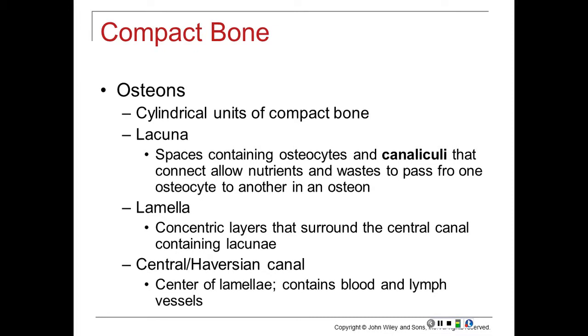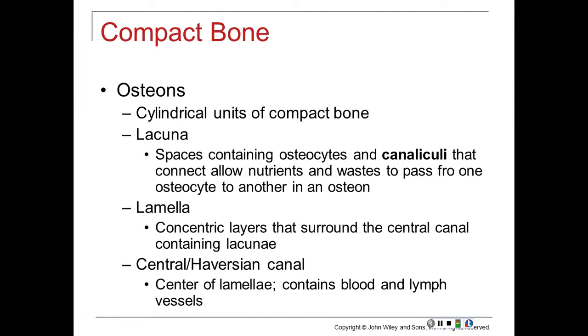The osteon itself is that cylindrical or circle-shaped unit of compact bone. That's the tree trunk looking structure that I showed you. The lacunae are the special little spaces where the osteocytes live. They're connected by the canaliculi. The canaliculi are little canals that allow those osteocytes to connect to each other and exchange nutrients and waste products.